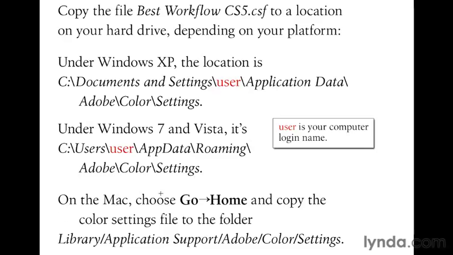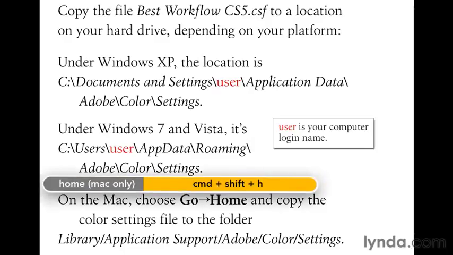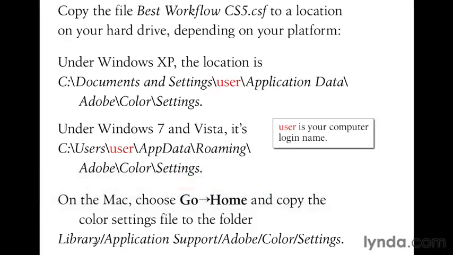On the Mac, you go to the Finder, the desktop level of your computer, and you choose the Home command from the Go menu. Incidentally, this has a keyboard shortcut of Command-Shift-H, in case you're curious. And then you go ahead and open this folder, the Library folder, which you'll see inside of Home, Application Support, then go into Adobe, then into Color, and then into the Settings folder, and then go ahead and copy that Best Workflow CS5.csf file from the 00 Setup folder to this Settings folder right there. All right, so there we have it.